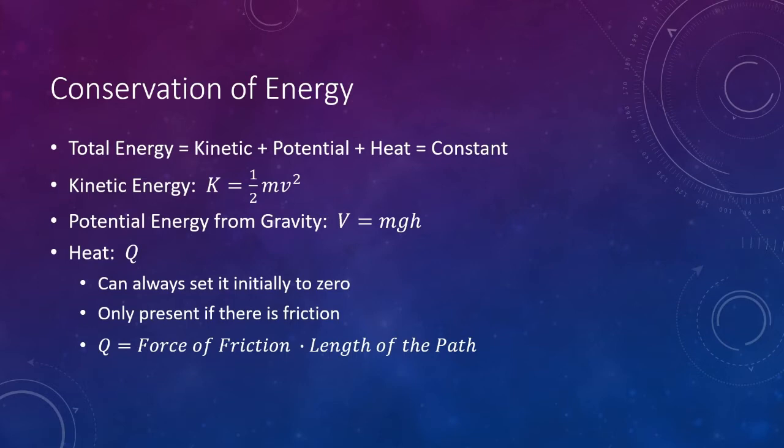And as for heat, it's something that you only have to worry about when there's friction, and you look at how heat flows or heat builds up over time. You can always set your initial value of heat to be 0. If you do have to deal with it, heat is also the work due to friction, and that would be the force of friction times the length of the path.